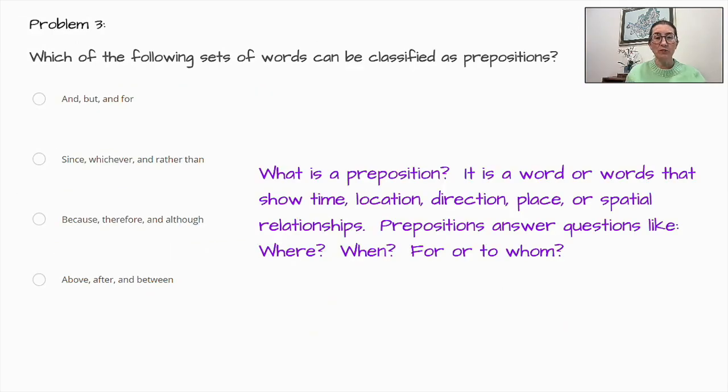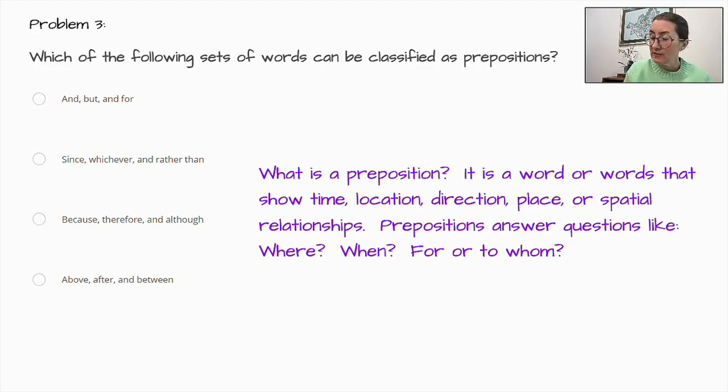Problem number 3. Which of the following sets of words can be classified as prepositions? And, but, and for, since, whichever, and rather than, because, therefore, and although, or above, after, and between. What is a preposition? It is a word or words that show time, location, direction, place, or spatial relationships. Prepositions answer questions like where, when, for whom, or to whom.